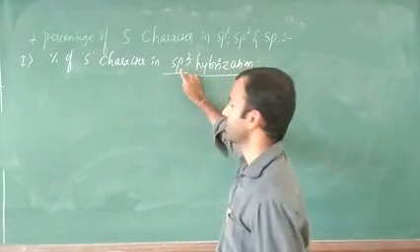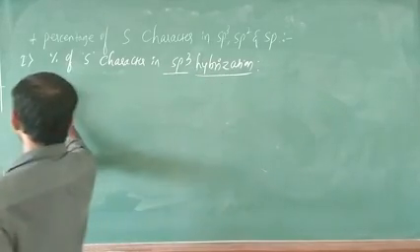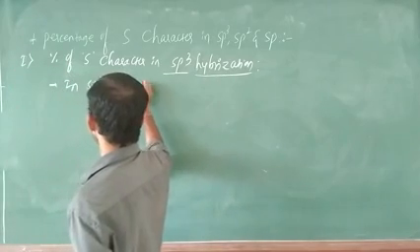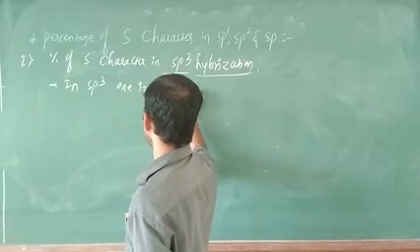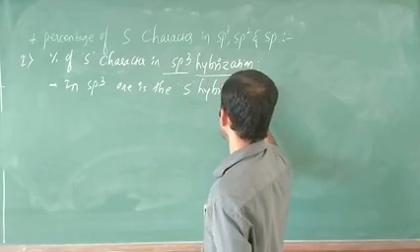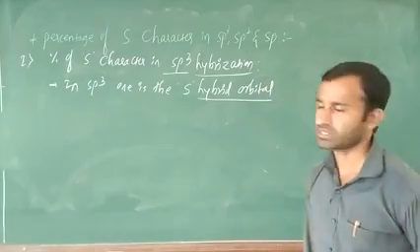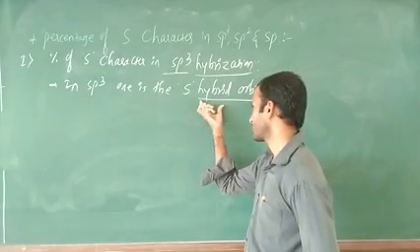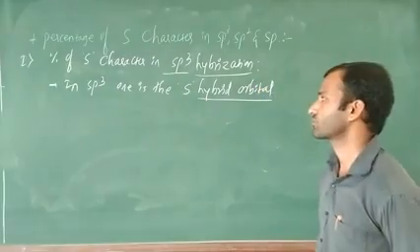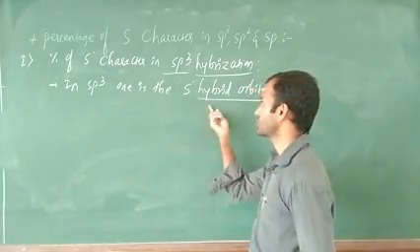In this case, how many s orbitals are there? 1 orbital. How many p orbitals are there? You have to write that also. In sp3, one is the s hybrid orbital. What is the meaning of hybrid orbital? This point we will study in chemical bonding and molecular structure, but I will give a clue. Hybrid orbital means a new orbital is formed, having equal energy.